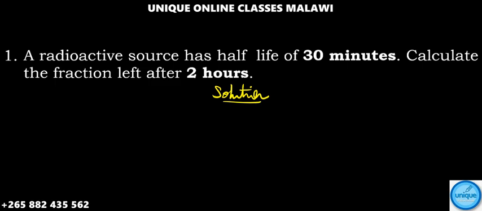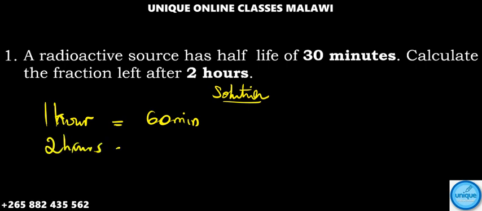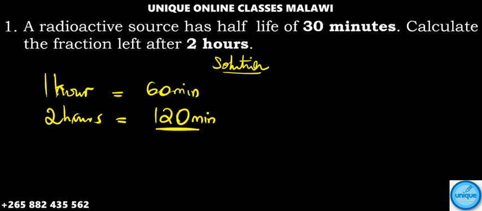So we already know that 1 hour gives us 60 minutes. So 2 hours gives us 120 minutes. You see? Then we need to know how many 30 minutes are there in 120 minutes. So that one will correspond to the number of half-lives.